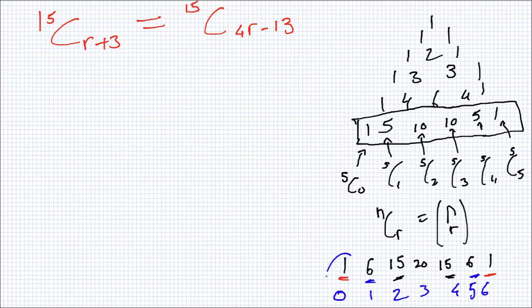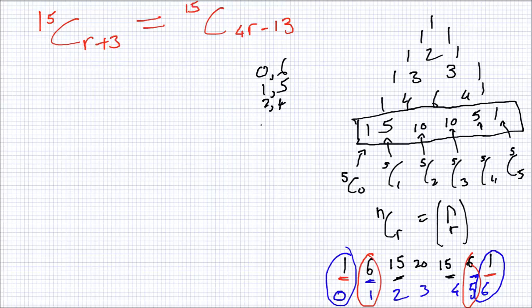So you notice that the 0 and the 6 are the same. The 1 and the 5 are the same. The 2 and 4 are the same, etc. What you notice about these is that the positions always add up to the row number. So 0 plus 6 is 6, which is the row that we're on. 1 plus 5 equals 6. 2 plus 4 equals 6.